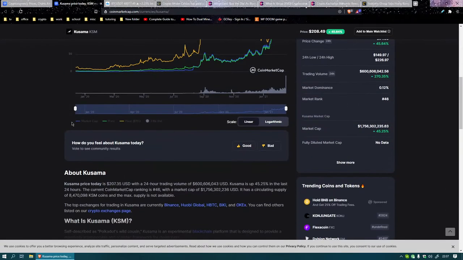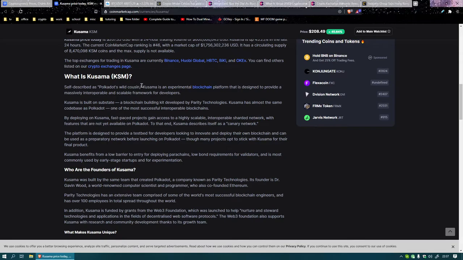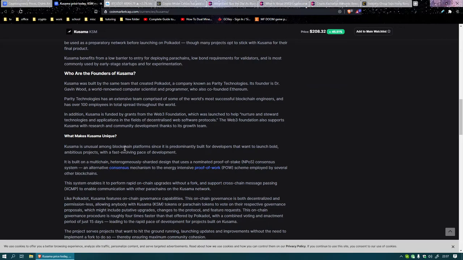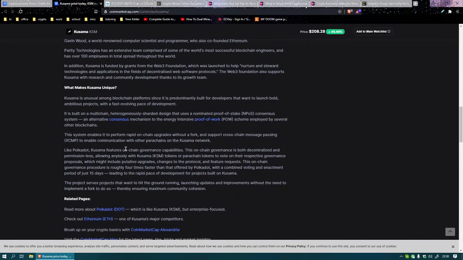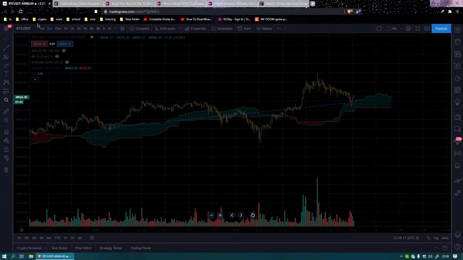That's a cool one. I haven't looked at that one either. Kusama. Let's read about Kusama. Not about the price, but Polkadot's wild cousin. I don't know much about Polkadot either. We better read about that tomorrow or something. It is an experimental blockchain platform designed to provide a massively interoperable and scalable framework for developers, on Substrate. Interesting. Who are the founders? Same team as Polkadot. Interesting. Well, I'm wondering why they have two projects. Predominantly for developers. Well, we better read about Polkadot and see how that is different, I suppose. But we're done with that for now.